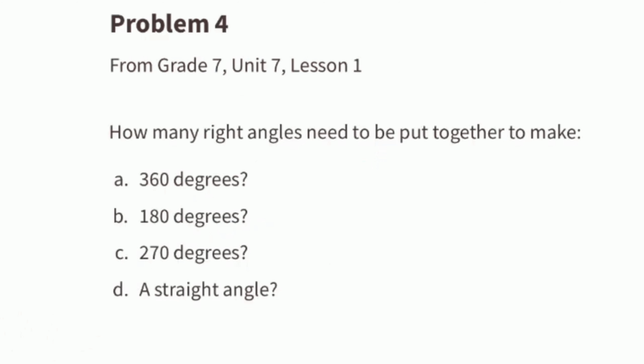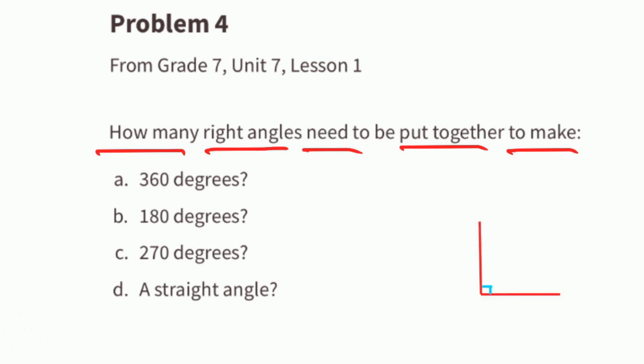Problem number 4 from 7th grade Unit 7, Lesson 1. How many right angles need to be put together to make each of the following angles? Here's just one right angle, and a right angle is 90 degrees.